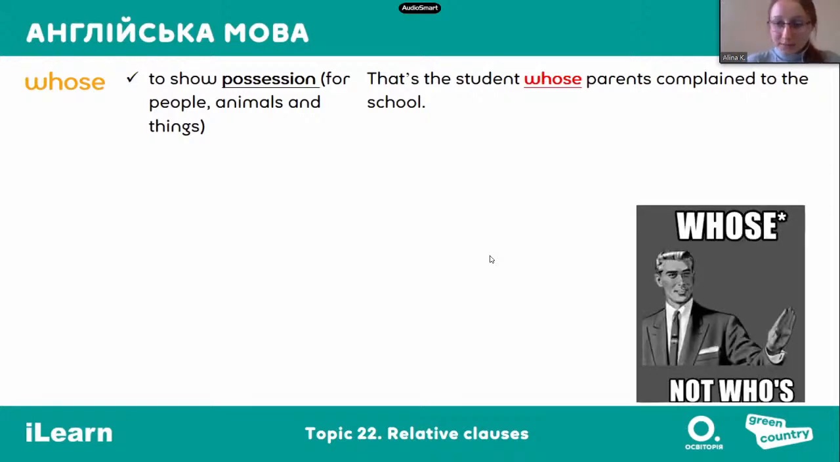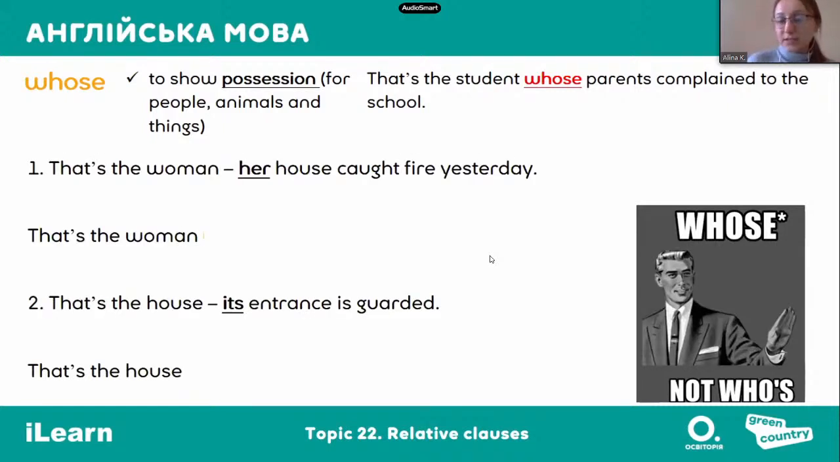Let's look at more examples. For example, let's look at sentence number 1. That is the woman, her house caught fire yesterday. So let's try to transform this sentence by using this relative pronoun whose. So we have the start, that is the woman. Let's continue it. Put me your answers in the chat.